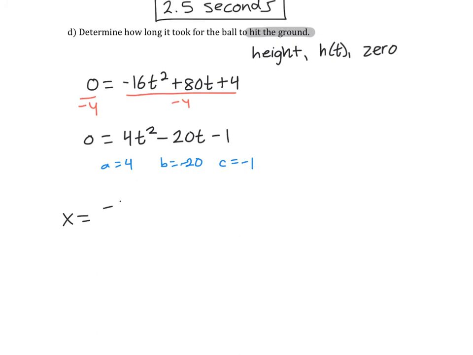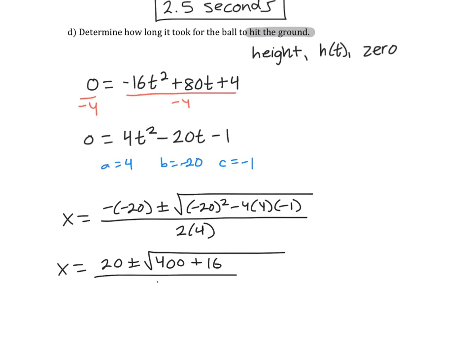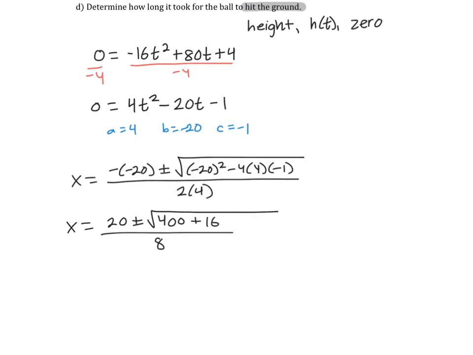So we do x equals negative b plus or minus the square root of b squared minus 4 times a times c, all over 2 times a. So x equals positive 20 plus or minus the square root of positive 400. Be careful here, squaring a negative gives you a positive. And then here we have a negative times a negative, which also gives us a positive. So it's plus 16 all over 8. So this gives us 20 plus or minus the square root of 416, all divided by 8.